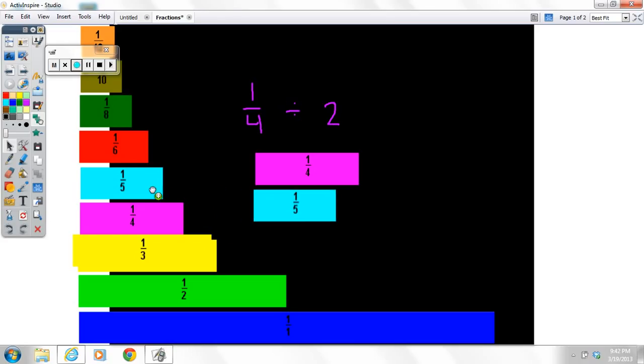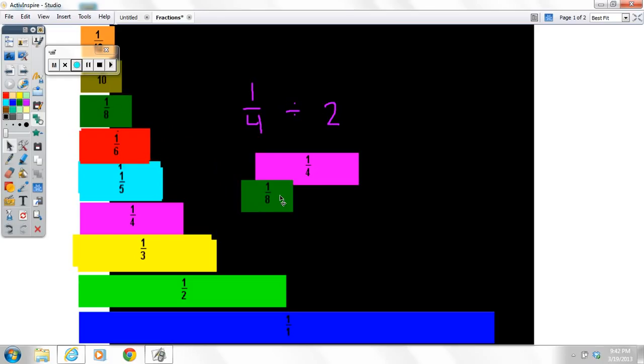If I take 2 1/5 pieces, I could see that's not going to be equal. If I take 2 1/6 pieces, I could tell that the 2/6 is not going to be equal. But now, if I take 2 1/8 pieces, I'm going to have a fraction that's equal to 1/4. Therefore, if I took 1/4 and divided it by 2, I'm really creating 8 pieces. So the answer would be 1/8.